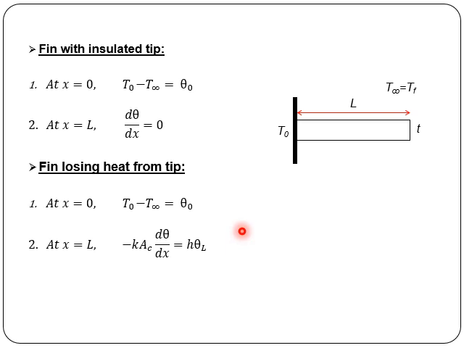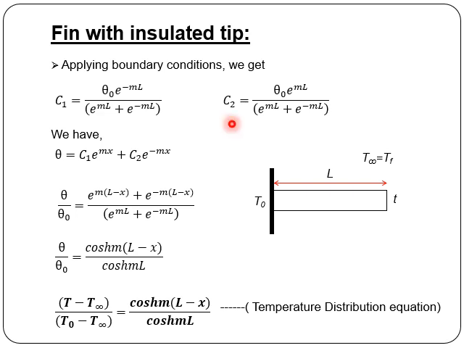One is an infinitely long fin, the second one is a fin with an insulated tip, and the third one is the fin losing heat from the tip. Now out of these three configurations, generally in practical applications we use the second condition, where we can analyze the fin with an insulated tip, and it can be easily applied to practical purposes. So let us analyze the fin with insulated tip.